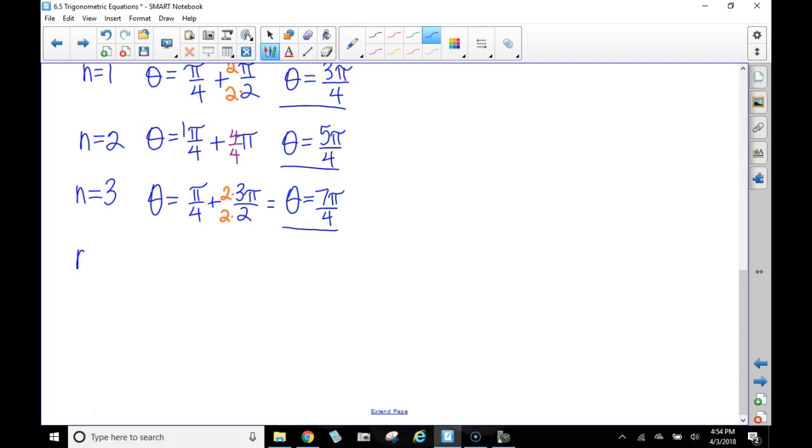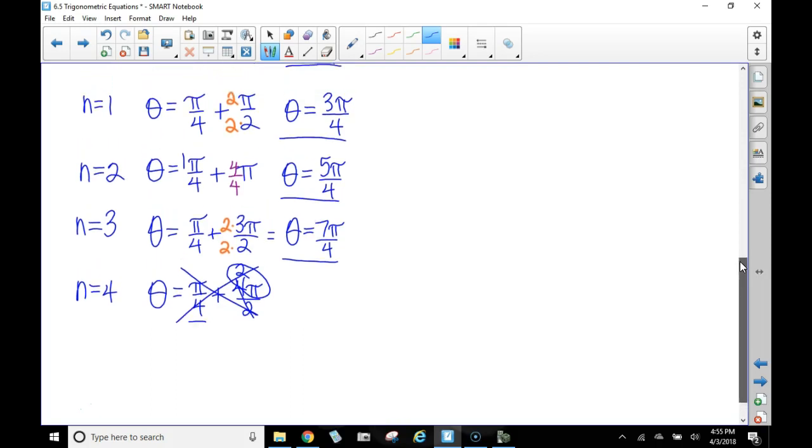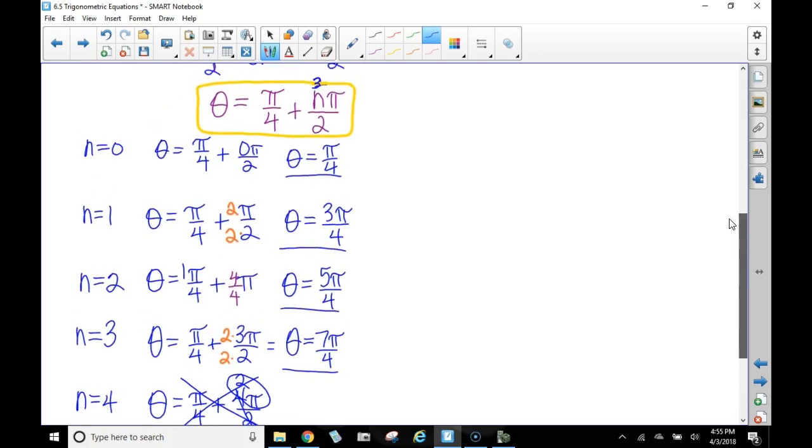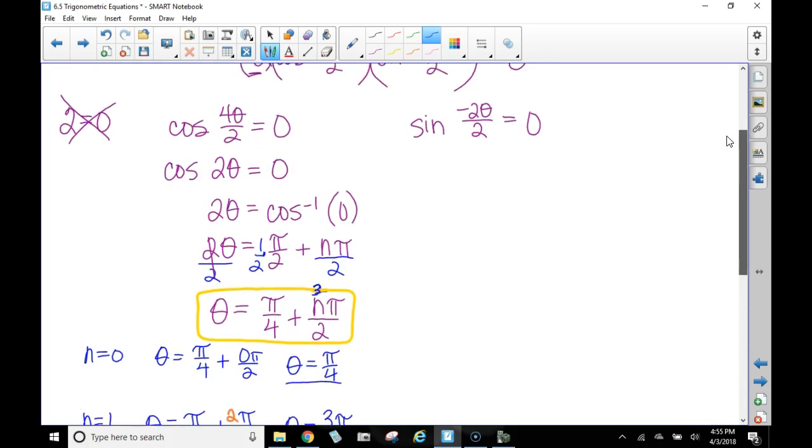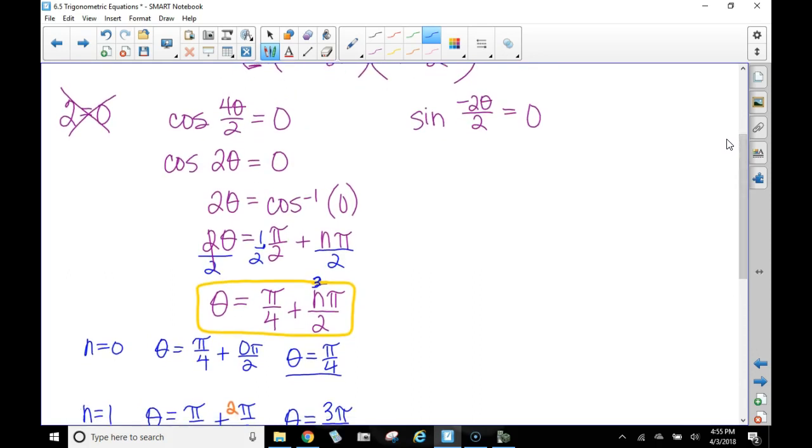Now, if n is equal to 4, theta is going to be pi over 4 plus 4 pi over 2, and this is actually just 2 pi. So pi over 4 plus 2 pi is going to be bigger than 2 pi, so we stop. There we got 4 answers, and that's just 4 answers so far. Keep those in mind. Way back up here, we've got to solve this other equation.